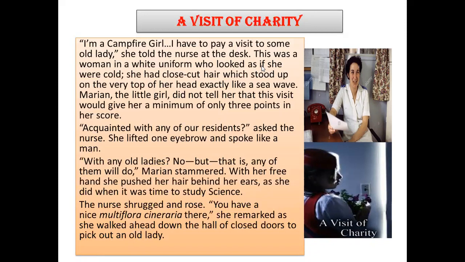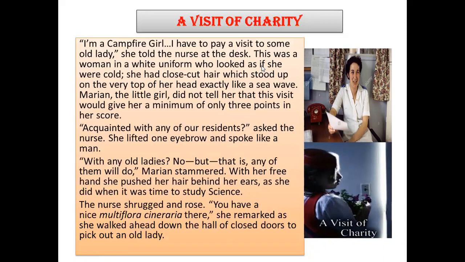So Marianne is noticing all these details. So she could actually have told this nurse that she gets a minimum of only 3 points in her score as a campfire girl, but she did not tell her that. And then the question posed by the nurse is, acquainted with any of our residents? Asked the nurse. So she's very abrupt as she asks this question. She lifted one eyebrow and spoke like a man. So her attitude is different, the way she speaks is different, and the way she asks questions and the way she behaves with this young girl are all very important, students.